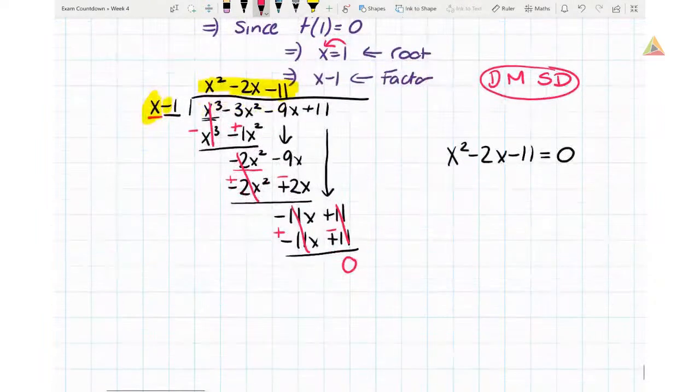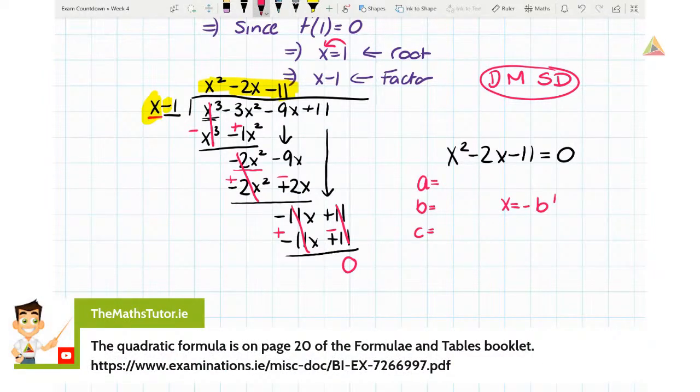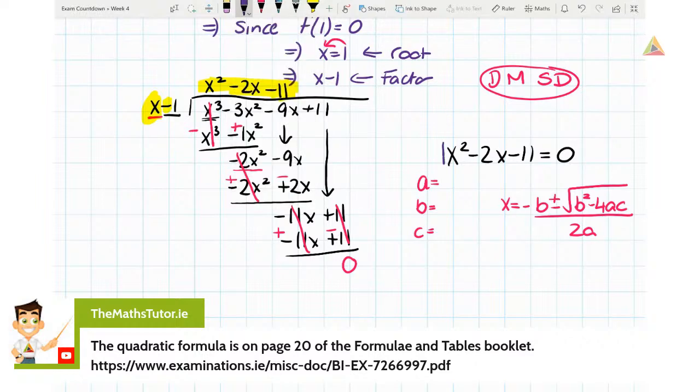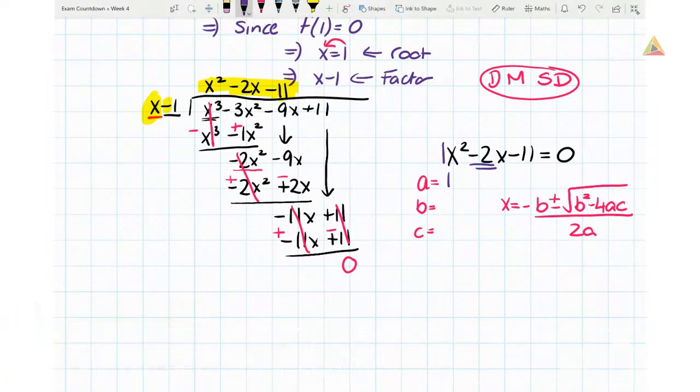Okay, so back to the minus b formula. We're going to remind ourselves what a, what b, and what c are, and we're going to write out our minus b formula, which can be found on page 20 of your log tables. So what are our digits? Our coefficient of x squared is a, that's 1, there's an invisible 1 there. Coefficient of x, the number in front of the x, is minus 2, and the constant at the end, minus 11, is our c.